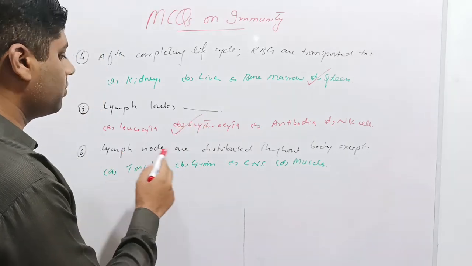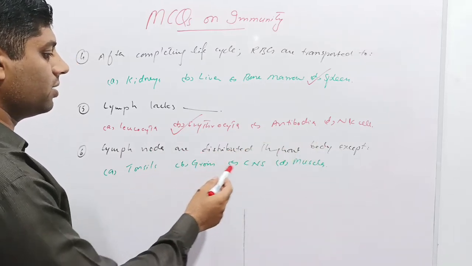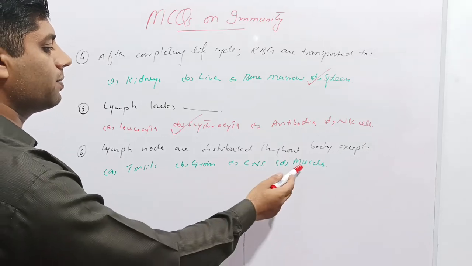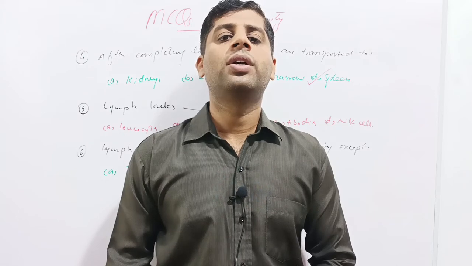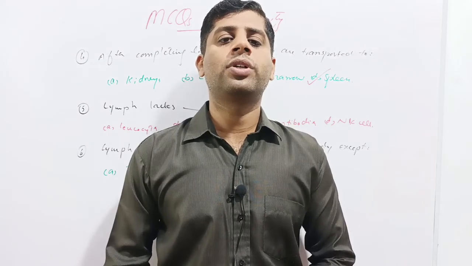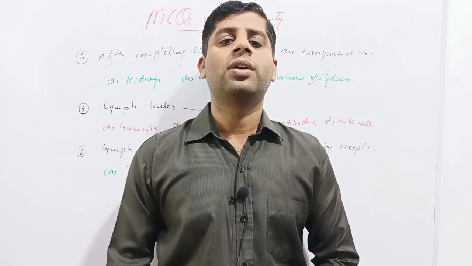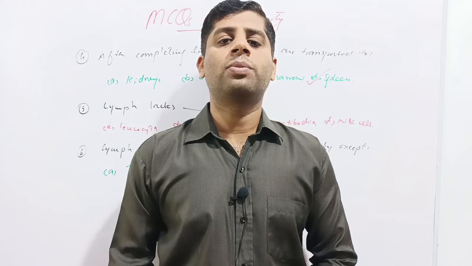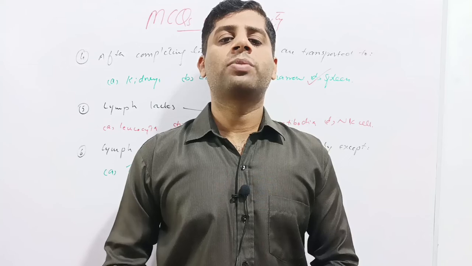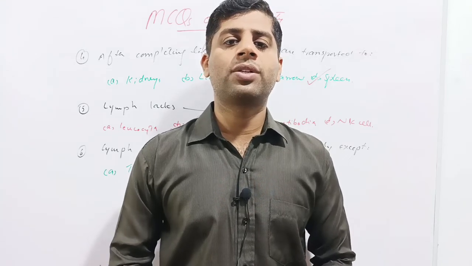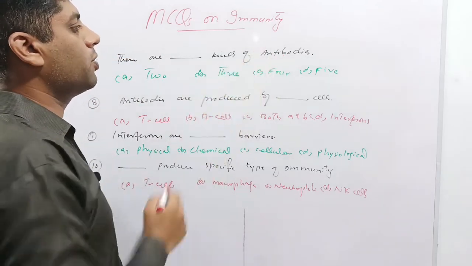Next question is, lymph nodes are distributed throughout the body except tonsils, groin, central nervous system or muscles. Lymph nodes are the primary immune organs distributed throughout the body, and there are about 450 lymph nodes distributed in the body of human beings. However, lymph nodes are absent in central nervous system. Apart from it, lymph nodes are located all over the body, in the groin, in the tonsils, in the muscles, in the blood vessels. Lymph nodes are present in each and every part of the body except central nervous system. Option C is correct.